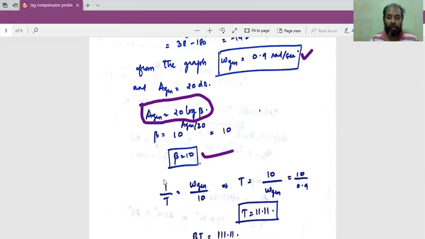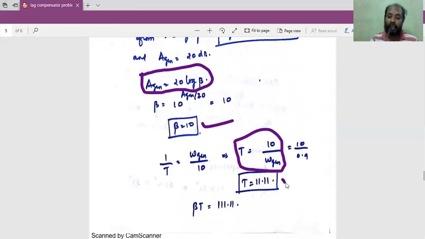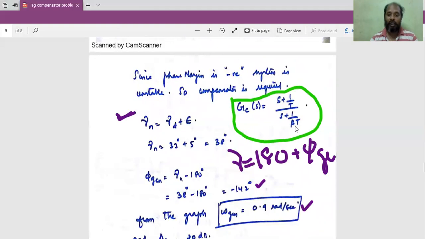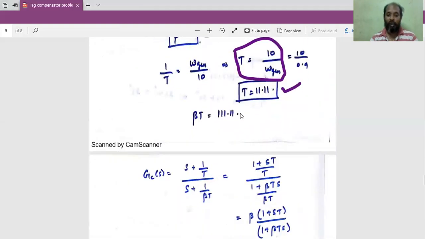So you have a thumb rule to calculate your T, always 1 by T is equal to omega GCN by 10. So now you can calculate T is equal to 11.11 using this omega GCN formula. So T is equal to 10 divided by omega GCN is the next formula. We are getting T is equal to 11.11. Already you found what is beta. Now beta T is to be found so that you can replace that in your transfer function of the compensator. So 111.11.